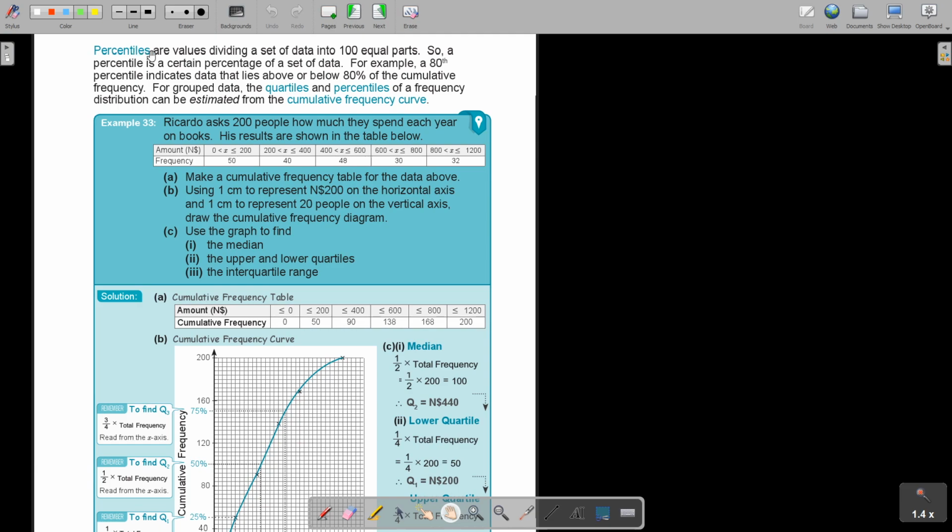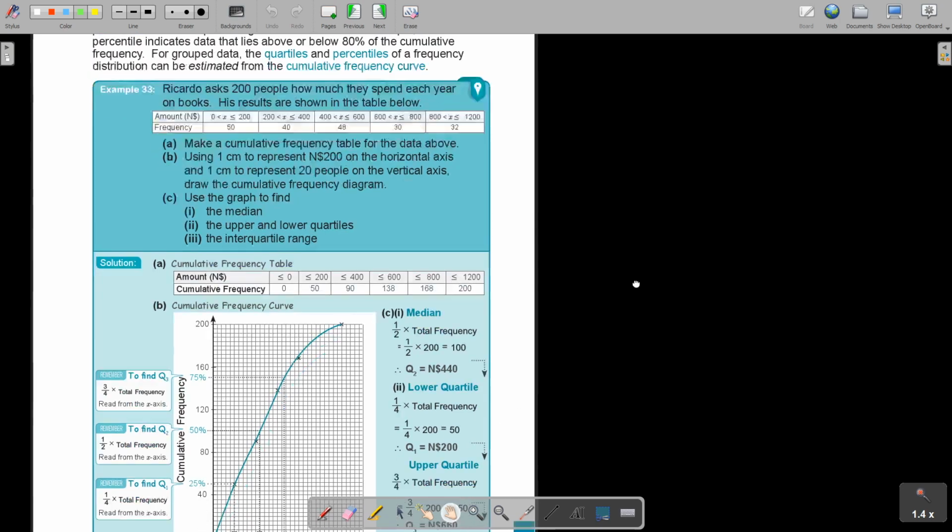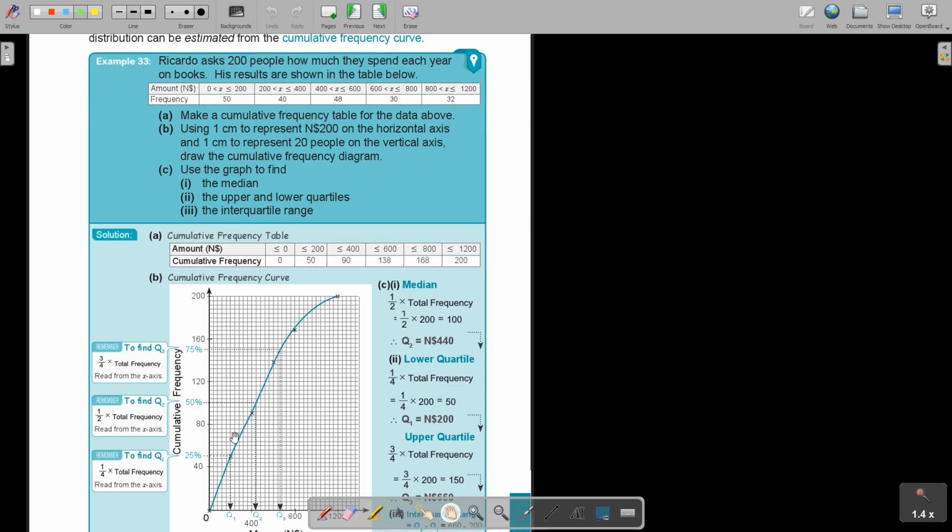Now, percentiles are values that divide a set of data into 100 equal parts. So say 80 percentile will be 80 out of 100 times the total frequency. Now, in this case, this is in terms of a graph. Remember, you must first construct your cumulative frequency table. So the first one, and then last, and start adding up. Then you're going to plot your points. That's what I did. I plot my points. And now I start with the question.